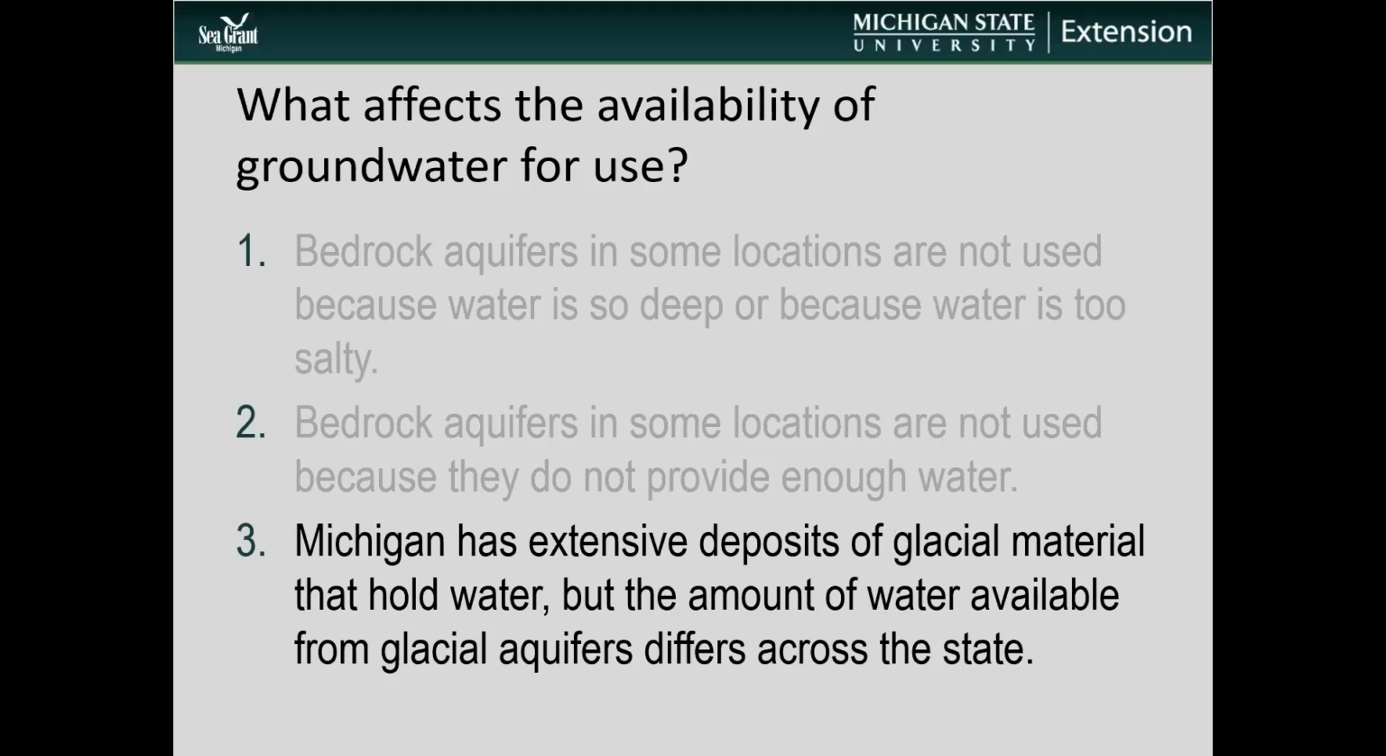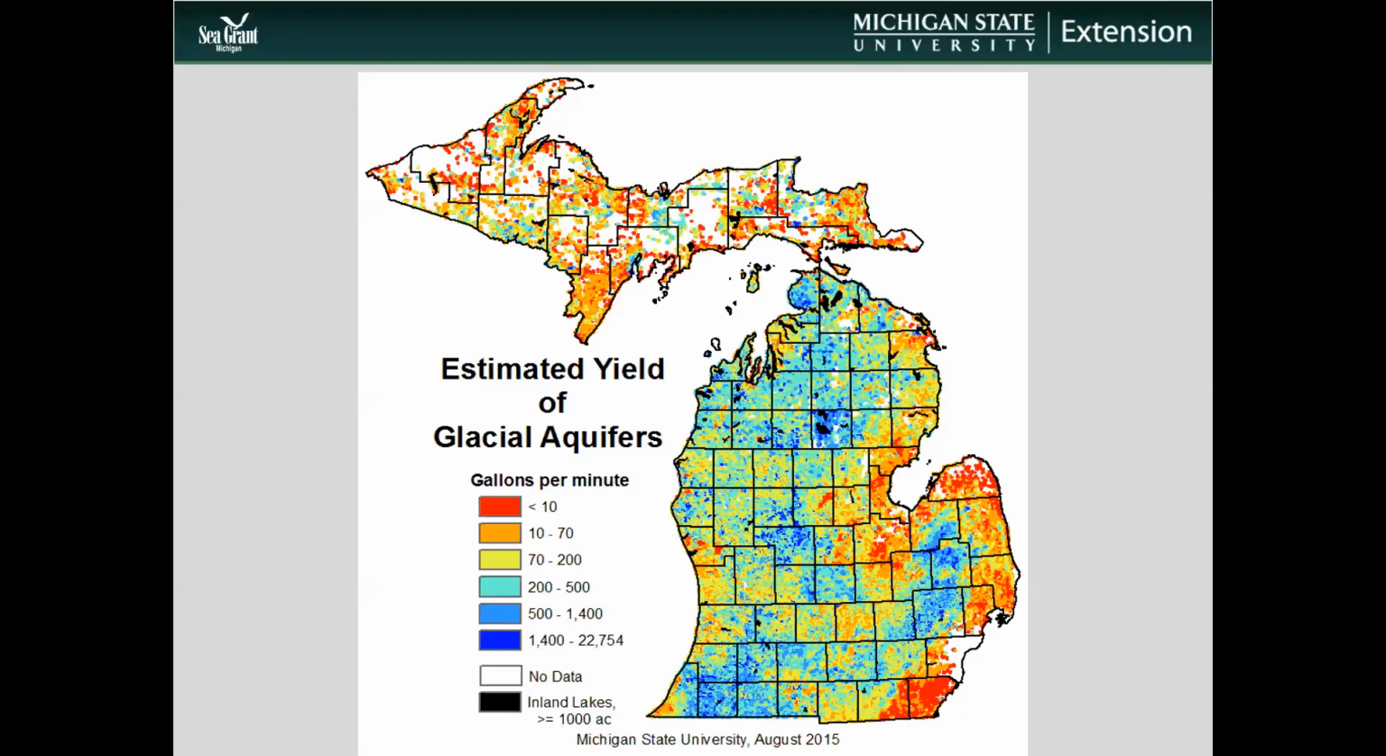So Michigan has extensive deposits of glacial material that we talked about before, but the amount of water availability from those glacial deposits also differs across the state. So this map is showing estimated yield, and again, that's the amount of pumpage that the aquifer can sustain, of our glacial aquifers. And so in areas west and north of Saginaw Bay, glacial aquifers are productive sources of drinking water.